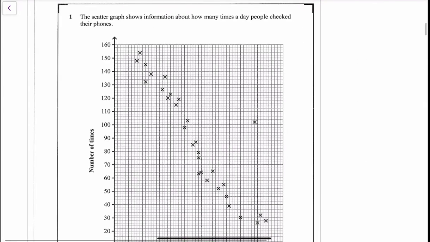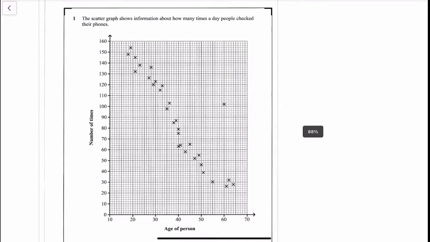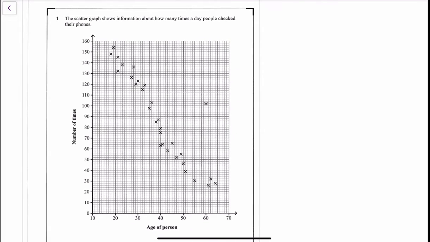We have got a scatter graph that shows information about how many times a day people check their phones. So you can see it's a negative correlation. The reason it's a negative correlation is it slopes downwards like this. So if you did a line of best fit, it would look very roughly like that. This point here is what's an outlier, and that's what the two questions are about.